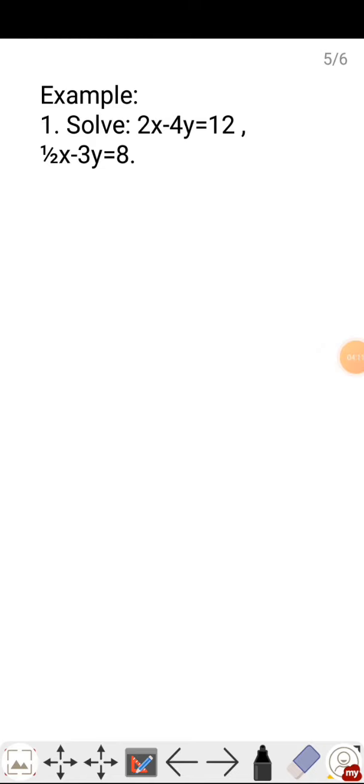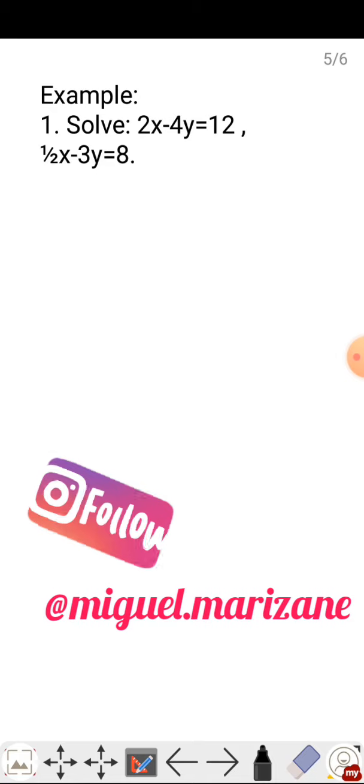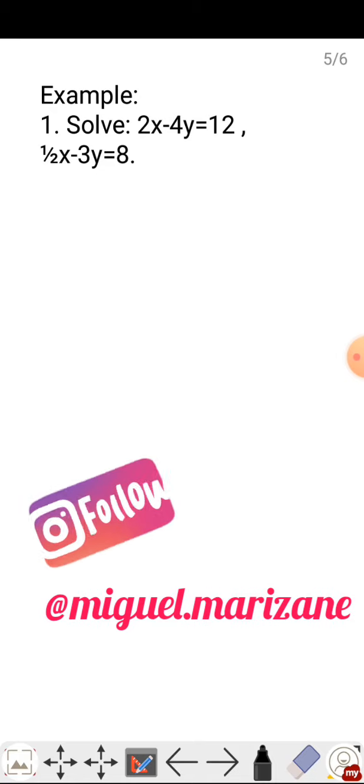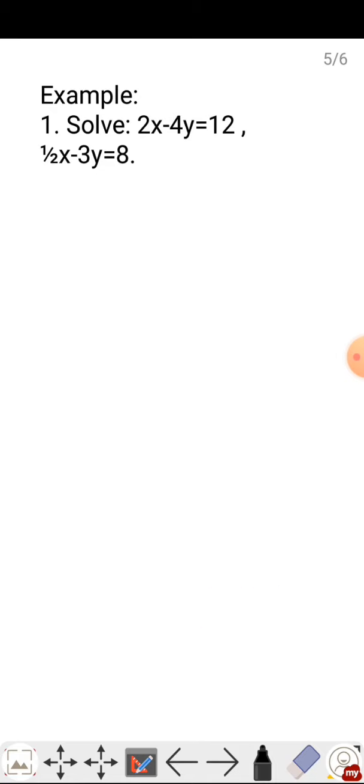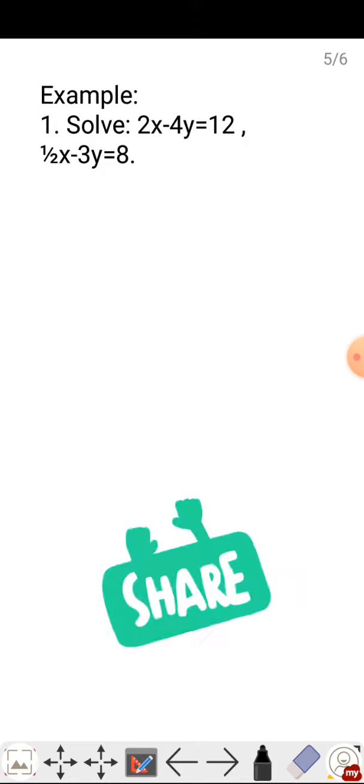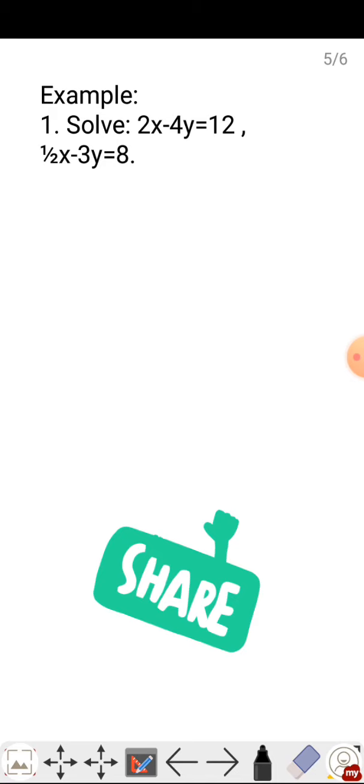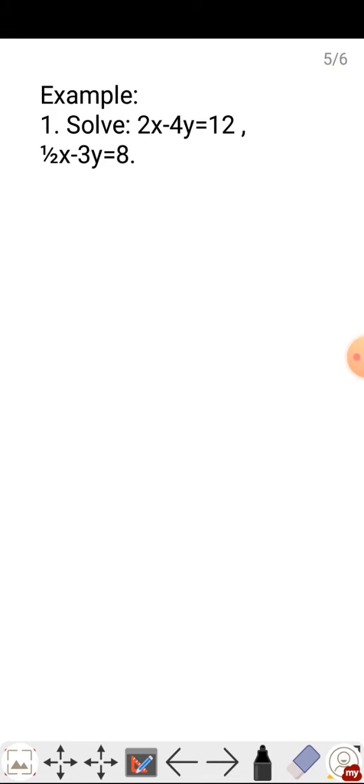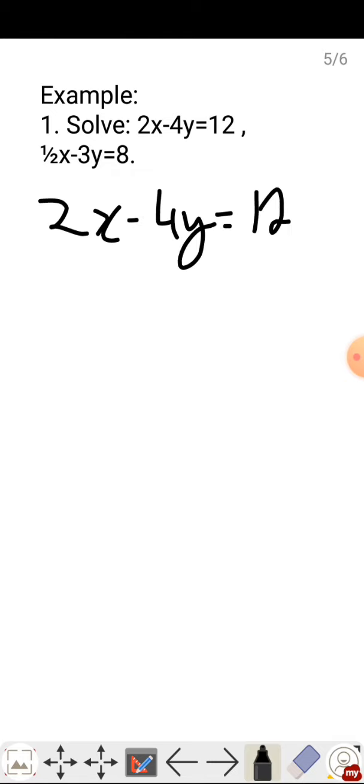So guys, we'll look at the second example. I'd say solve 2x minus 4y equals 12, half x minus 3y equals 8. Okay, so the same procedure. You choose the easy equation. In this case, we'll choose 2x minus 4y equals 12, the one that doesn't have a fraction.